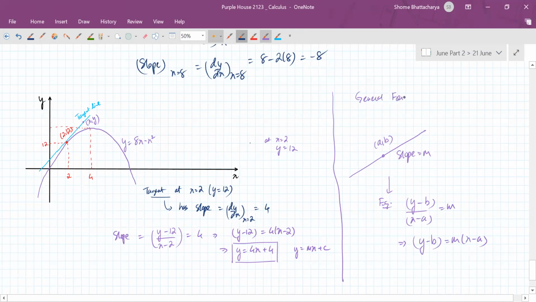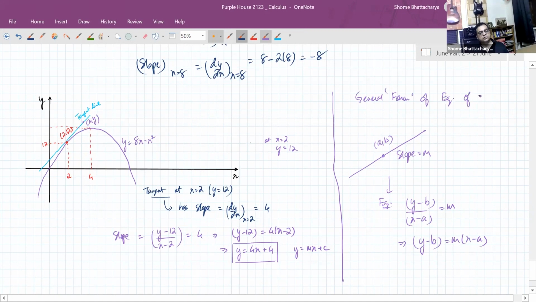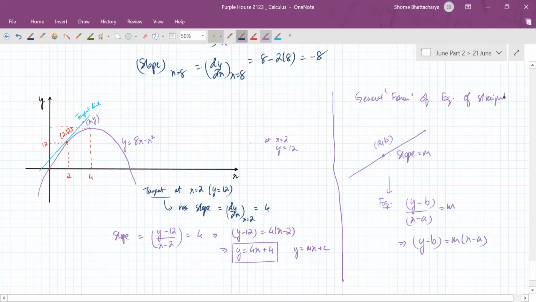Okay, sir. Of equation, over there you wrote tangent at x equal to 2 has a slope. Like tangent is indeed a slope, right?